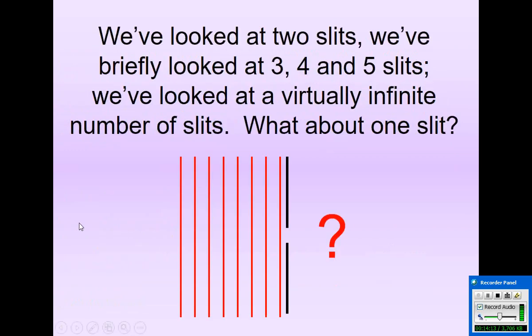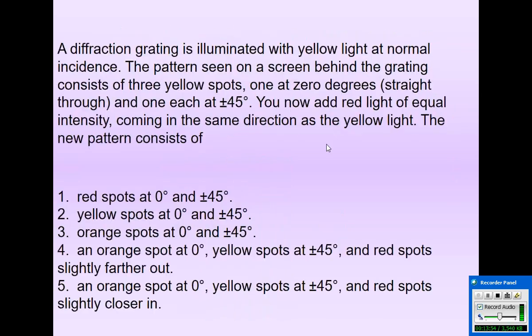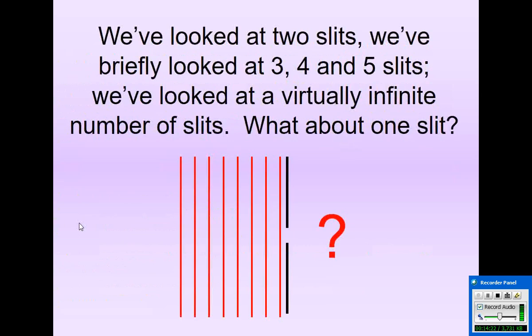Okay, let's move on to single slit diffraction. So we've looked at 2 slits, 3 slits, 4, 5, an arbitrarily large number of slits. We have yet to look at 1. We have yet to look at what happens when light passes through a single slit. And this is surprisingly more complicated than you might think.